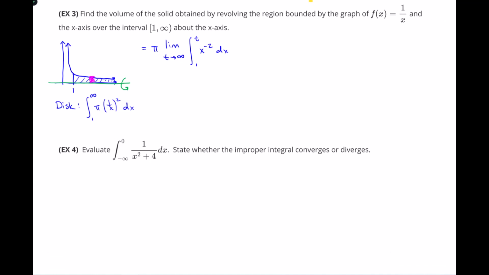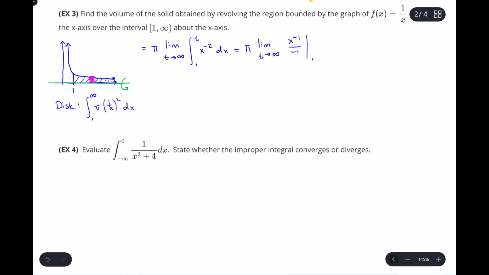All right, which we can integrate as a function. So I'll just leave pi out front for a moment. X to the negative second, when I add 1 to that exponent, that gives me x to the negative first over negative 1, and that will integrate from 1 to t.